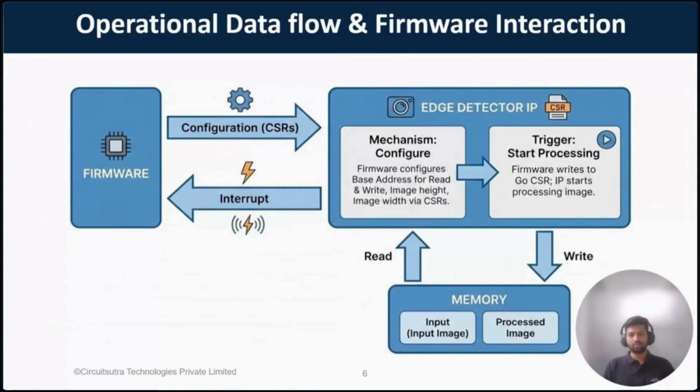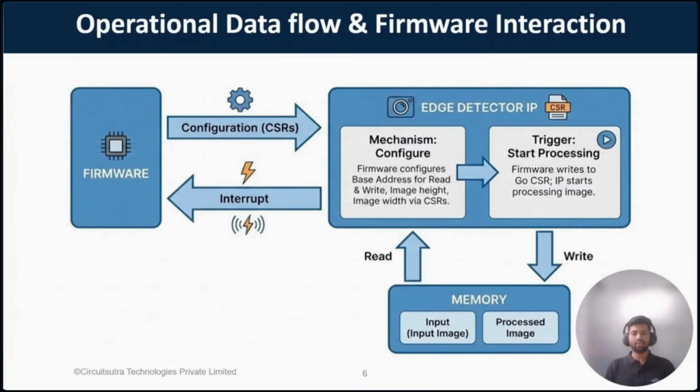Now let's look at the operational flow of the edge detector IP. The process begins with the configuration phase, where the firmware writes to the control and status registers of the edge detector IP to define the image dimension and memory base addresses.